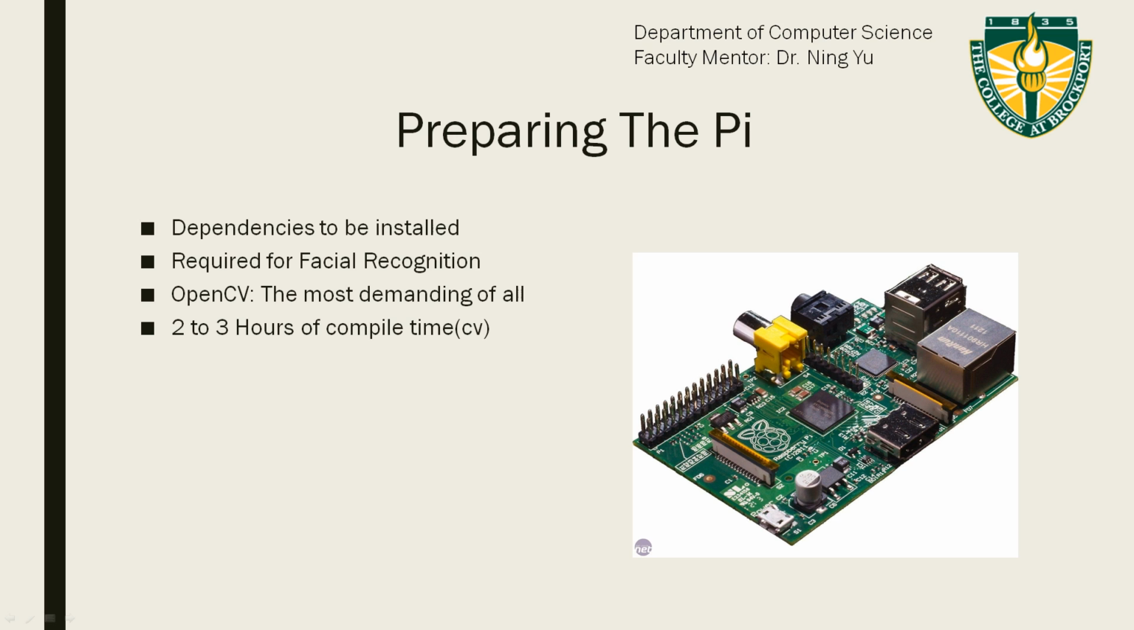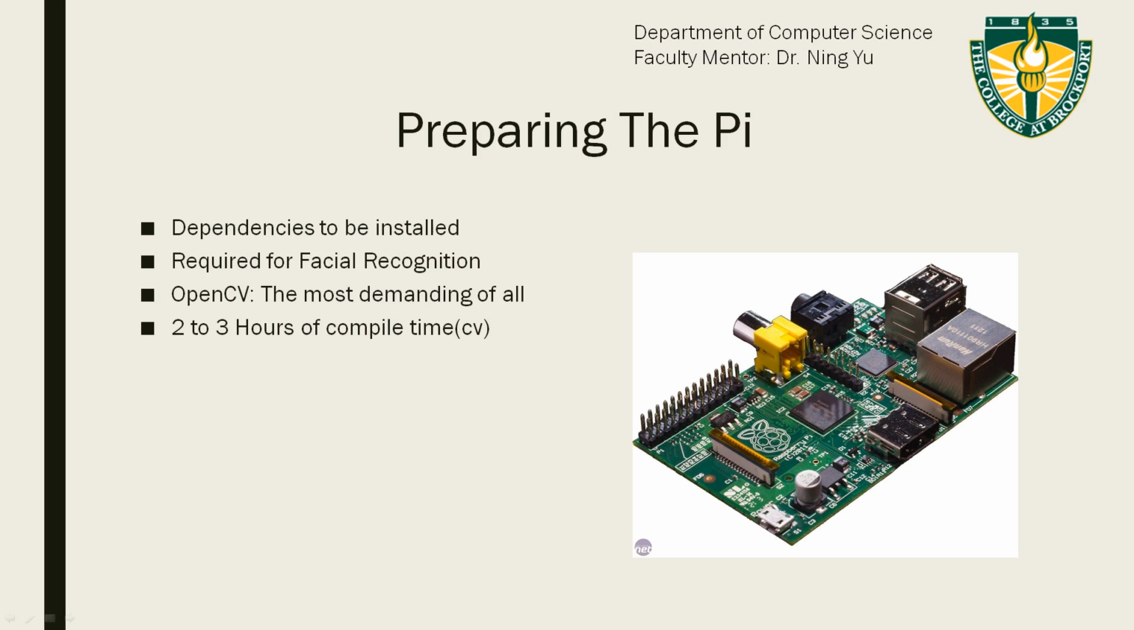So one of the biggest challenges was trying to prepare the Pi. You have to install a lot of dependencies for the Raspberry Pi, the same way you would on the computer, but it's a little bit different on the Raspberry Pi. It's mostly Linux. It's Raspbian, actually, which is a flavor of Debian. And so there are a lot of dependencies, and these are all required for facial recognition.